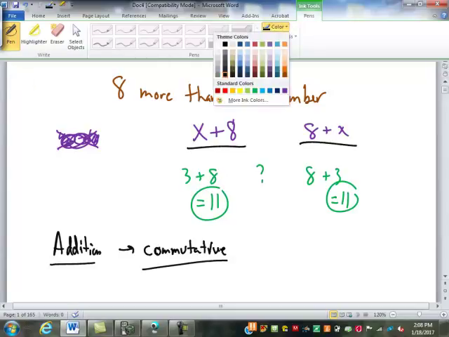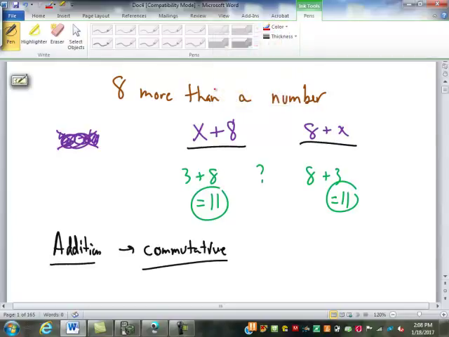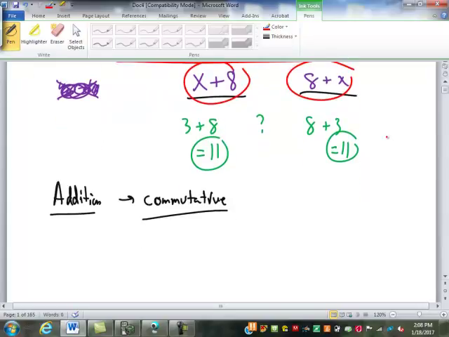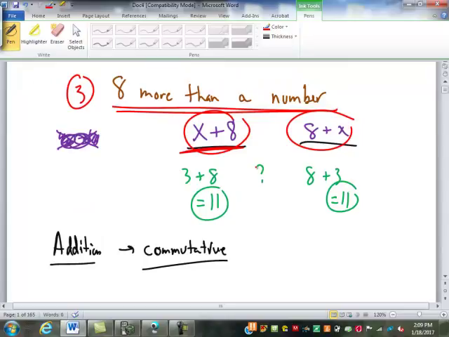So what I want you to do is we're going to take 1 minute here. I'm going to have you partner with the person next to you, or maybe all 3 of you at the table if there's 3 of you there. And I want you to come up with at least 3 more phrases like this that mean either X plus 8 or 8 plus X. So just on your paper, talking to the person next to you quick, come up with 3 more phrases. So we've used 8 more than a number.